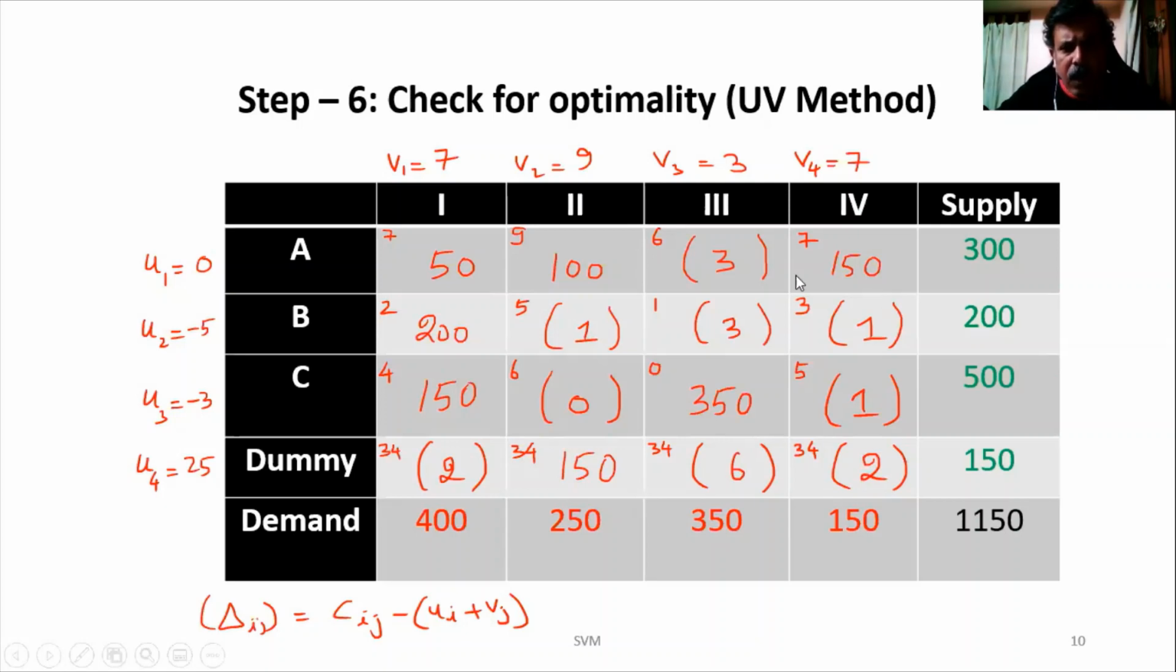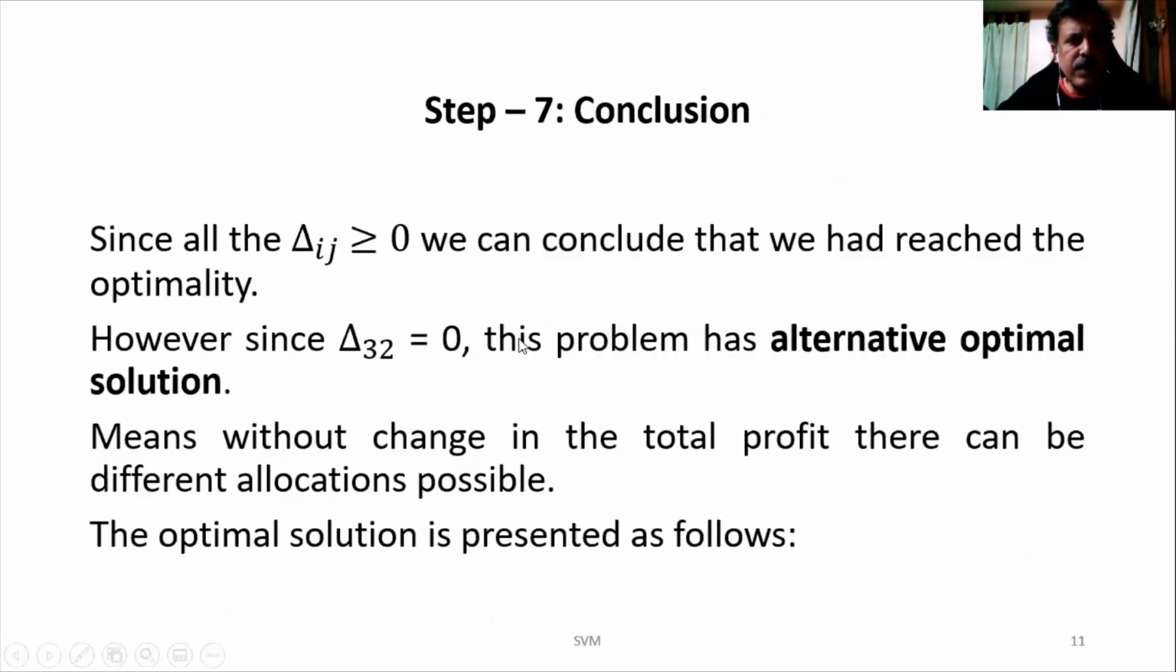Now we may note all the delta Ij's here. All of them are greater than or equal to 0, because there is a 0 there. So what is the conclusion? Since all the delta Ij's are greater than or equal to 0, we can conclude that we have reached optimality. However, look at this third row, second column position delta, that is delta 3,2.